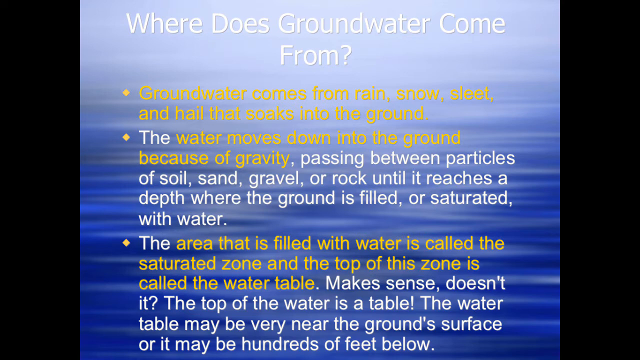As water moves down into the ground because of gravity, it passes between particles of soil, sand, gravel, and eventually rock until it reaches depths where the ground is filled or saturated with water. This is called the water table or groundwater. The area that is filled with water is called the saturated zone, and on top of it is the water table. Makes sense, doesn't it? The top of the water is a table. The water table may be very near the ground surface, or it could be hundreds of feet below. It all depends on where you are located on the water zone.